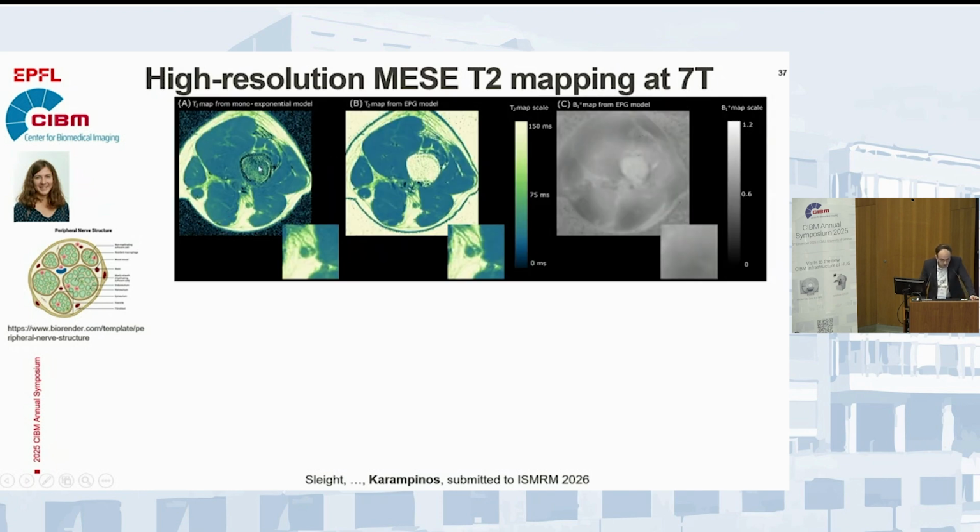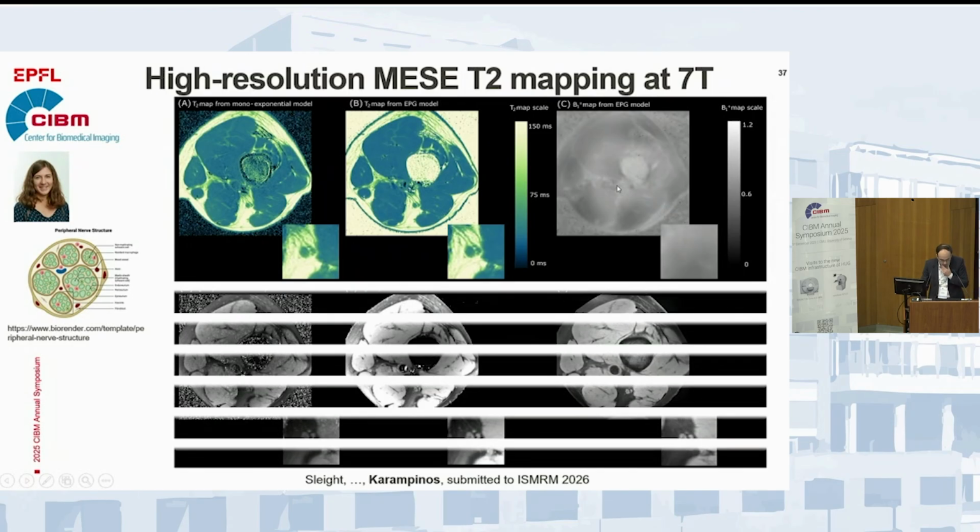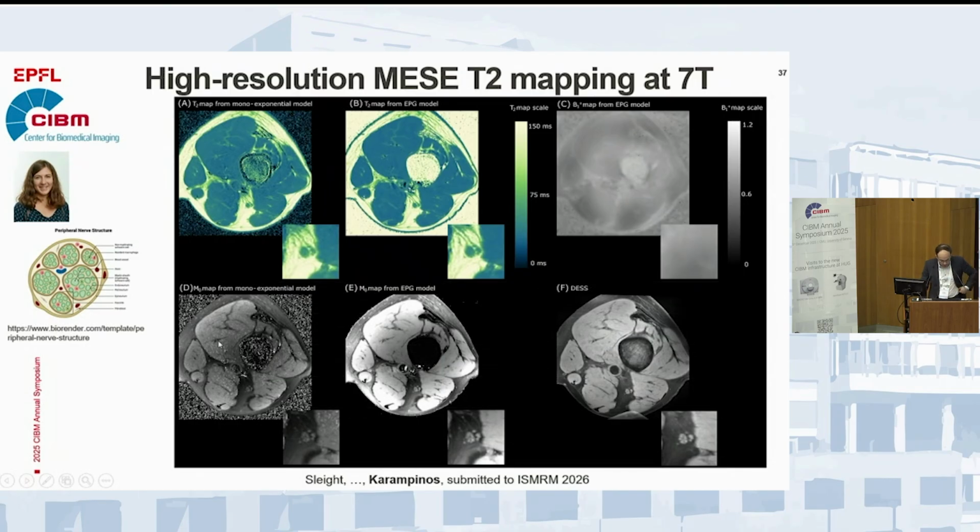So you have here the T2 map, and when you use this type of multi-echo spin echo, you need to use the extended phase graphs to get rid of problems. And you see here a little bit higher T2 values that you're able to flatten out when you use the EPG compared to the conventional exponential model. This is a type of transmit B1 map you have at 7 Tesla, which of course is more challenging than at 3T.